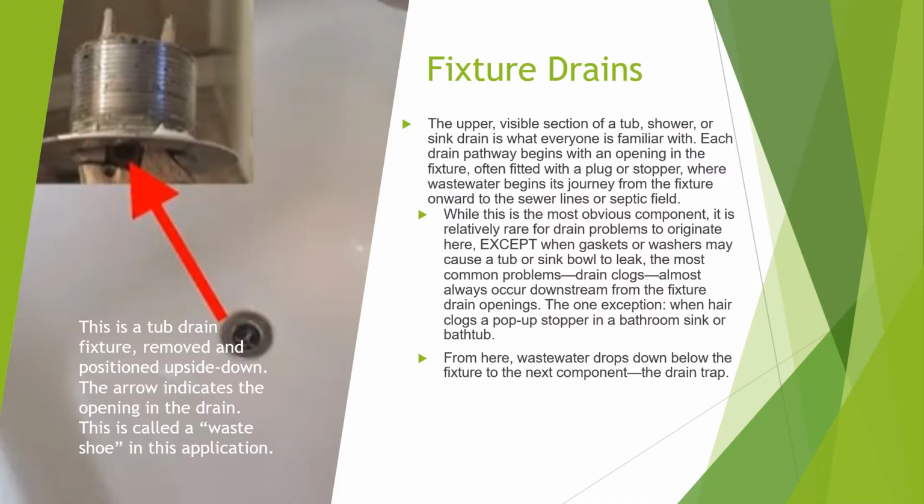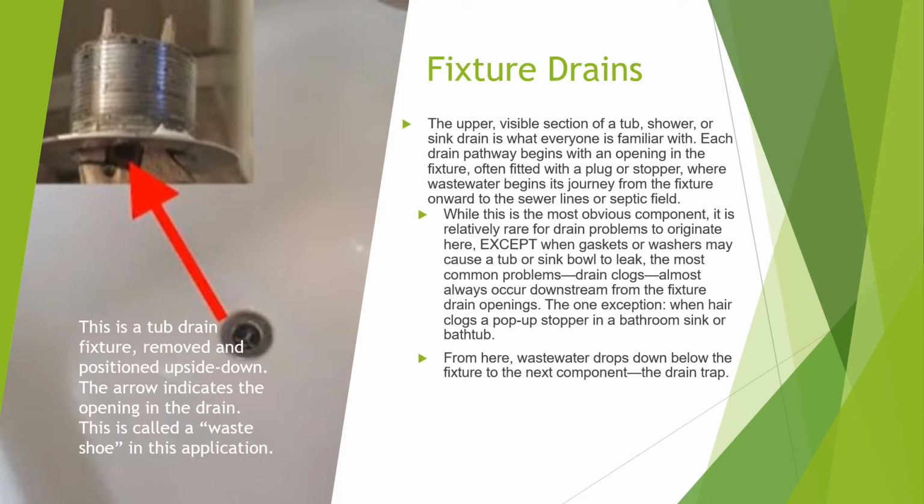Fixture drains. The upper visible section of a tub, shower, or sink drain is what everyone is familiar with. Each drain pathway begins with an opening in the fixture, often fitted with a plug or stopper, where wastewater begins its journey from the fixture onward to the sewer lines or septic field. While this is the most obvious component, it is relatively rare for drain problems to originate here, except when gaskets or washers may cause a tub or sink bowl to leak.